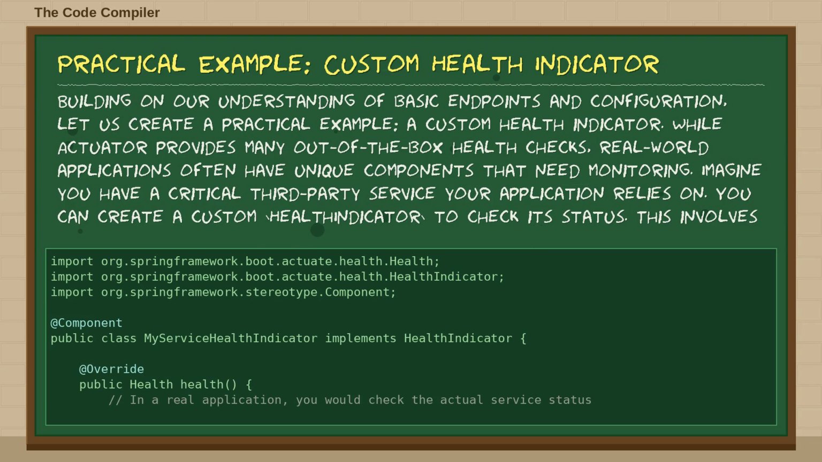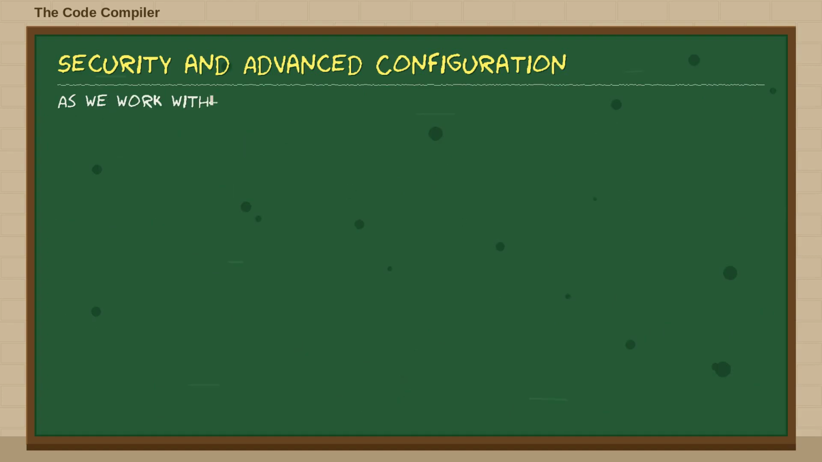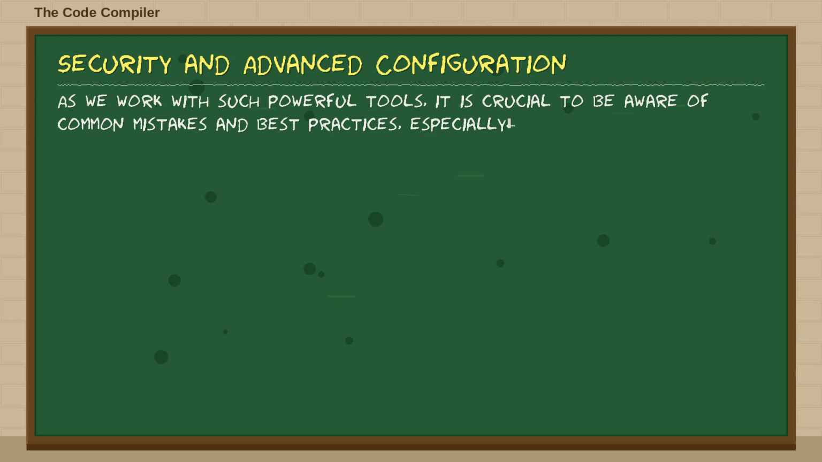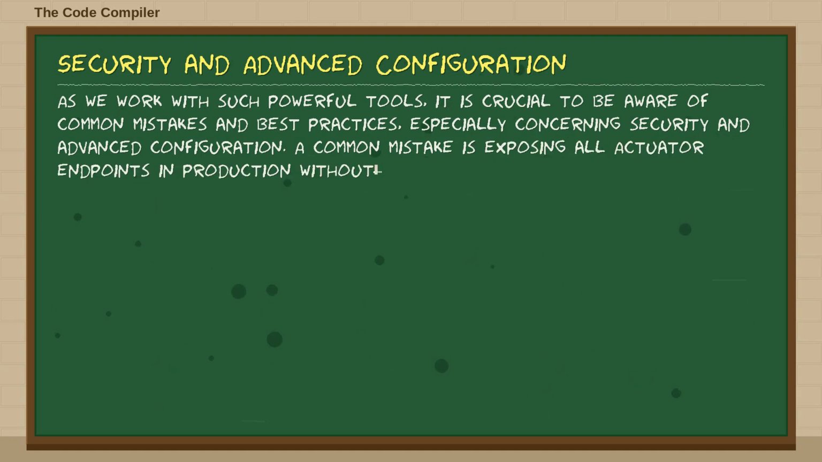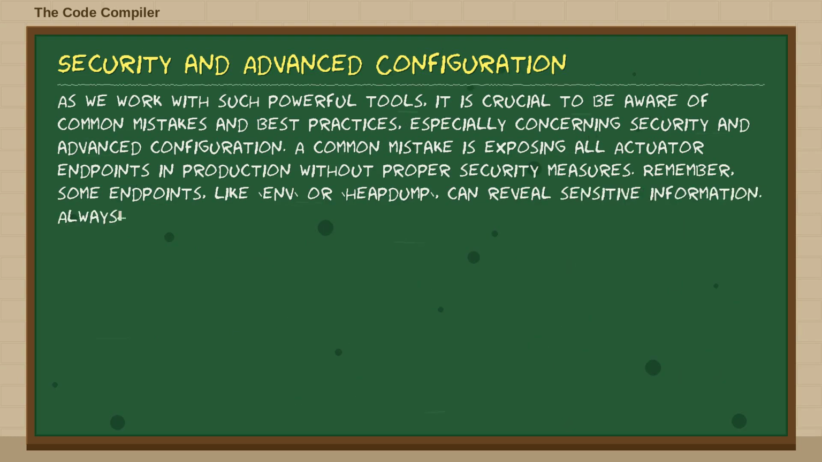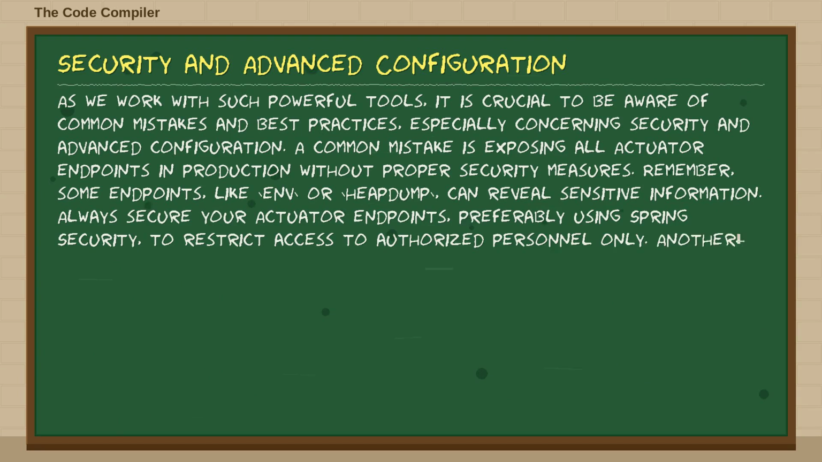As we work with such powerful tools, it is crucial to be aware of common mistakes and best practices, especially concerning security and advanced configuration. A common mistake is exposing all Actuator endpoints in production without proper security measures. Remember, some endpoints, like env or heapdump, can reveal sensitive information. Always secure your actuator endpoints, preferably using Spring Security, to restrict access to authorized personnel only.